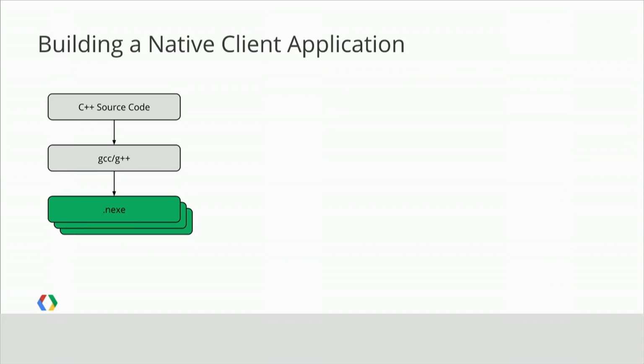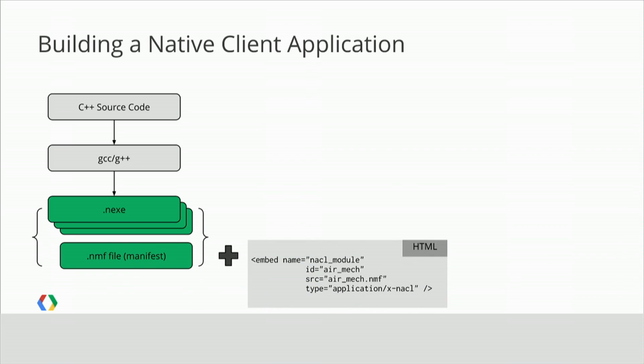So actually, if you want to bring the full experience to the full range of Chrome platforms, you'll use a set of custom compilers, you'll build a set of Nacis, and that will be the starting point. You'll add something that we call a manifest file, or NMF file, and then along with that, you'll build a web page, and the web page will use an embed tag.